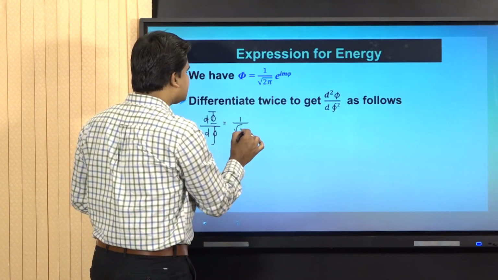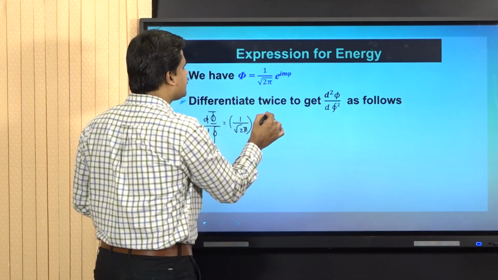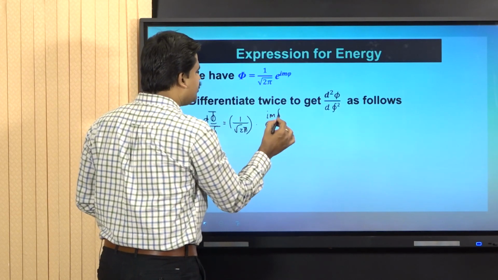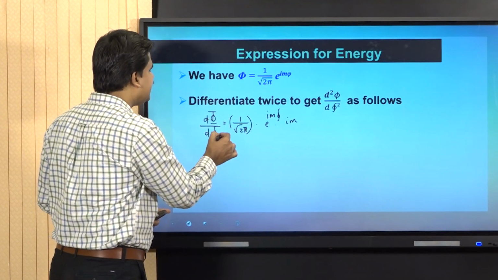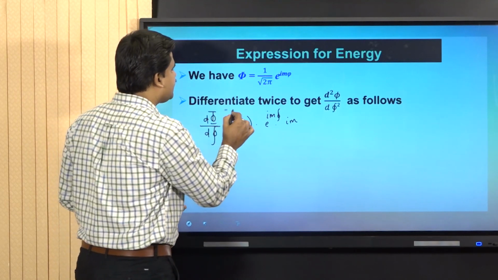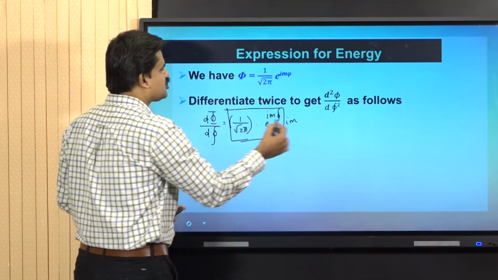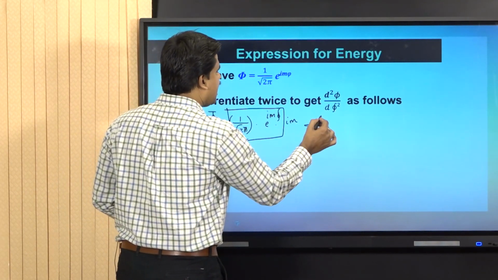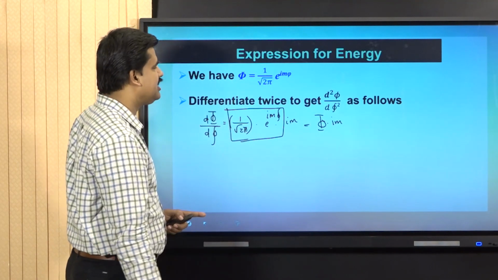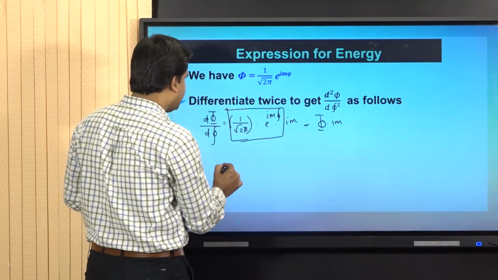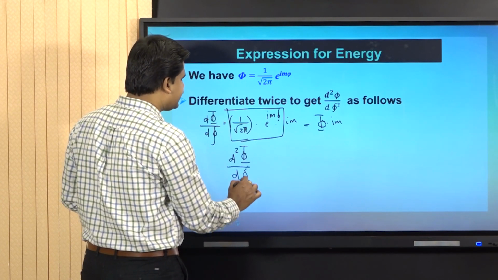That is, I am going to differentiate this with respect to phi, equal to 1 by root of 2 pi, which can be taken as a constant, into the differential of e raised to x, which is e raised to x itself. So e raised to im phi into im. This is the value of d Phi by d phi. And see this function, this part is simply again capital Phi. So the result I can put as capital Phi into im.